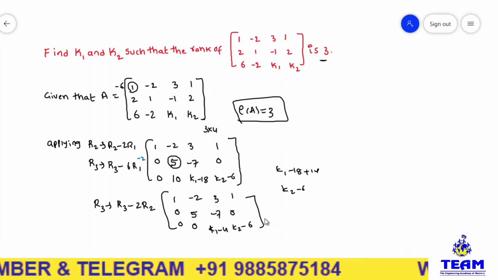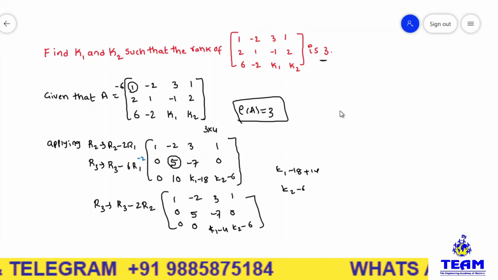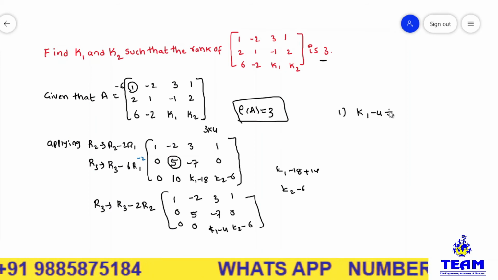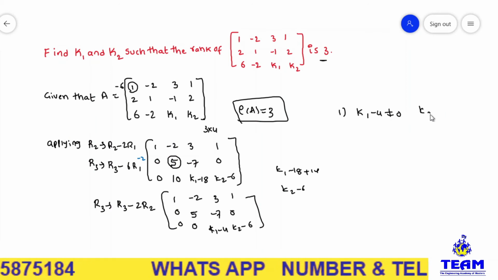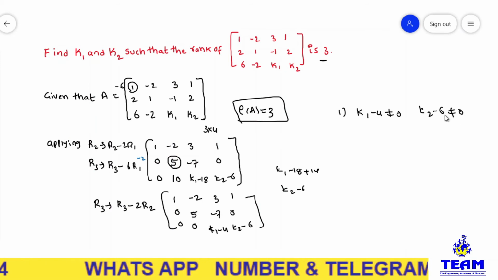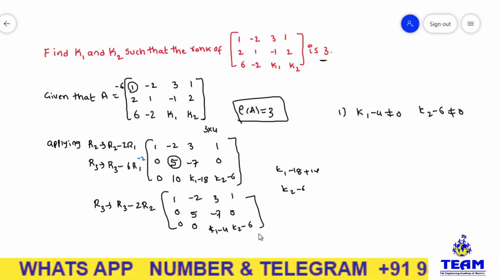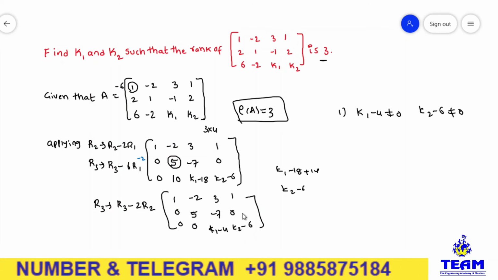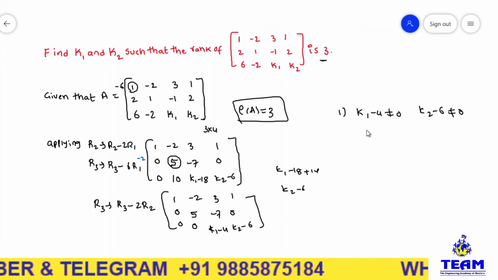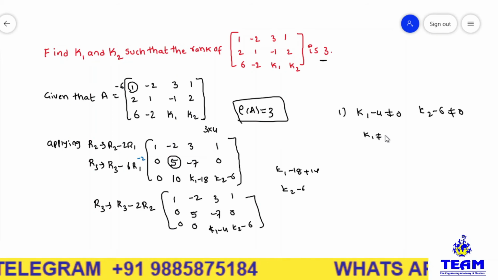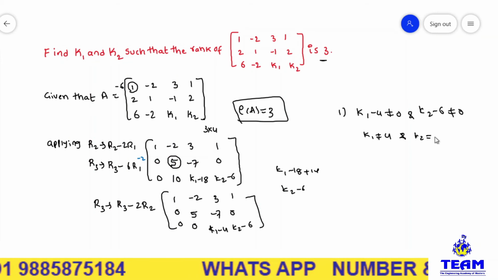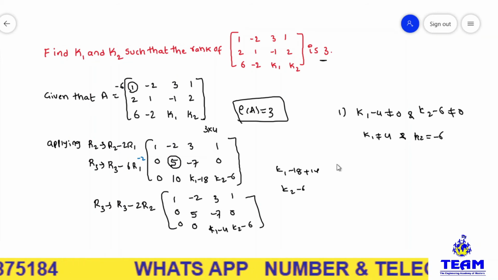The third row is non-zero means, if the cases is, here you observe friends, first case: K1 minus 4 is not equal to 0 and K2 minus 6 is not equal to 0. Then you can say the third row is a non-zero row. In this case rank of A is 3. So you can say K1 value is not equal to 4 and K2 value is not equal to 6. And the second case is also there.